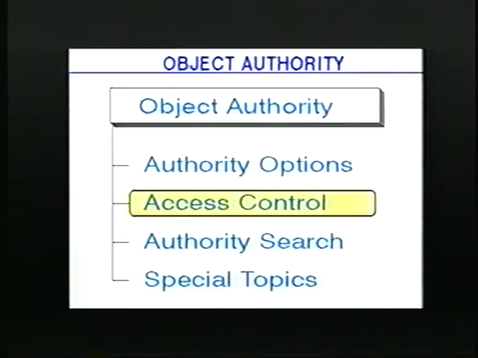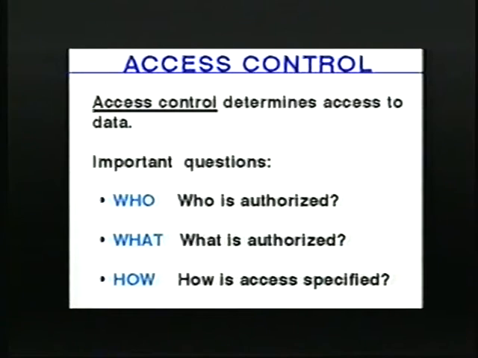Let's spend a few moments talking about access control on the AS400. Now, access control really consists of three important questions. Who are you authorizing to the data? What are you authorizing? And how is this authorization specified? Let's take a look at each one of these individually.